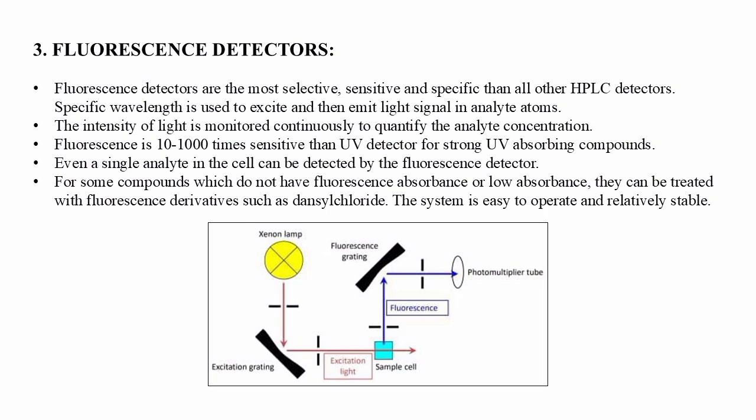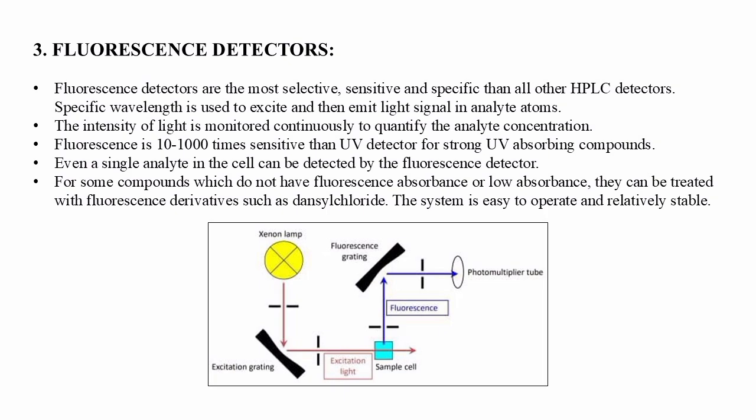Third is fluorescence detectors. Fluorescence detectors are the most selective, sensitive, and specific of all HPLC detectors. Specific wavelength is used to excite and then emit light signal in analyte atoms. The intensity of light is monitored continuously to quantify the analyte concentration. Fluorescence is 10 to 1000 times more sensitive than UV detector for strong UV absorbing components. Even a single analyte in the cell can be detected by the fluorescence detectors.